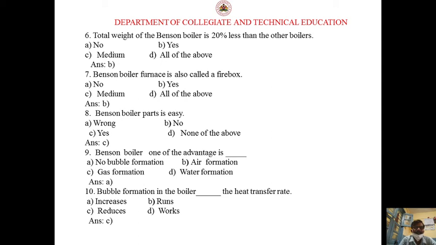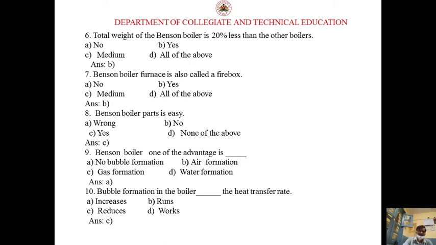Next, question number 9: One of the advantages of the Bunsen boiler is: air formation, water formation, gas formation, no bubble formation. The answer is no bubble formation. Answer is A. Next is the 10th question: Bubble formation in the boiler dash the heat transfer rate. The options are increases, runs, reduces, works. The correct answer is reduces. Bubble formation in the boiler reduces the heat transfer rate.